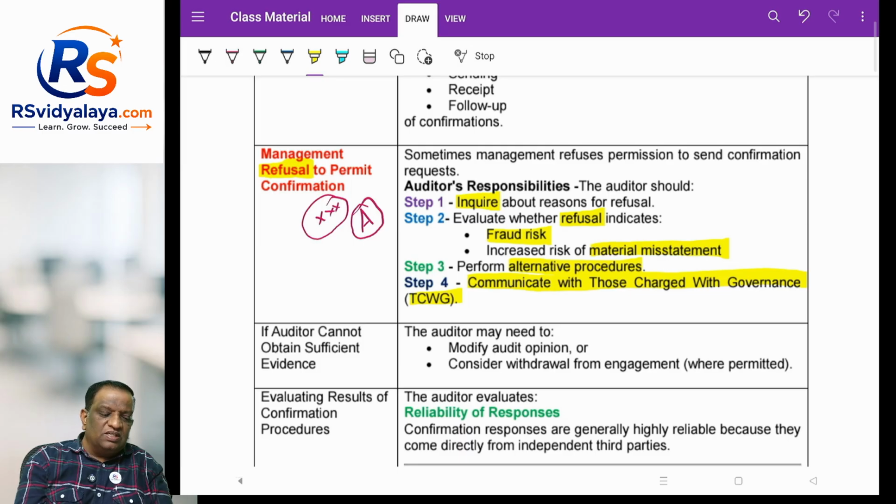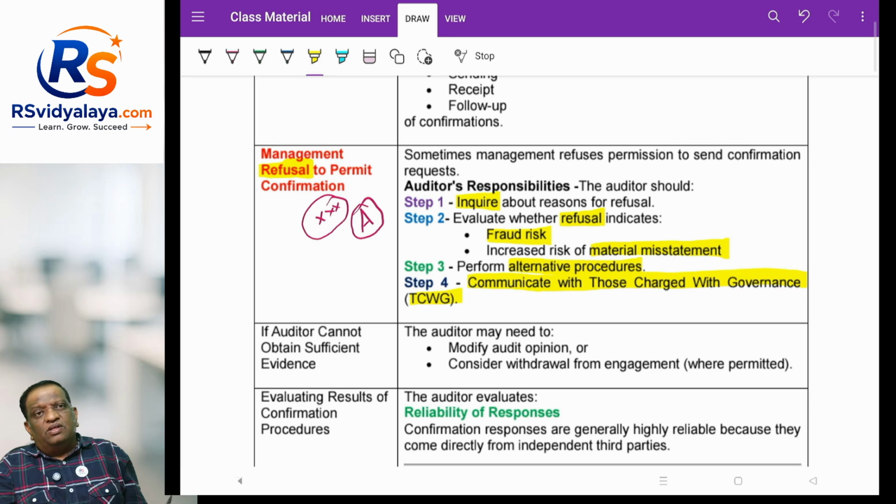So to repeat it, learning this from a conceptual perspective, is management's approval needed? Is obtaining external confirmation mandatory? The answer is yes. But can I send directly to the third parties?